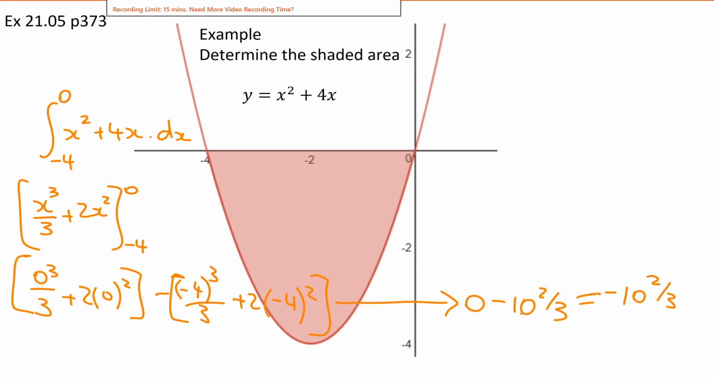Positive 10 and 2/3 is the answer because we're asked to find the shaded area. Now, can area be a negative answer? No. So it's positive 10 and 2/3. What does the negative indicate with regards to that area? Its position. So it identifies that it's below the x-axis. Okay. So my answer is 10 and 2/3. That's my area. So in other words, the area is the absolute value of your definite integral. Okay? Any questions with that? Okay.